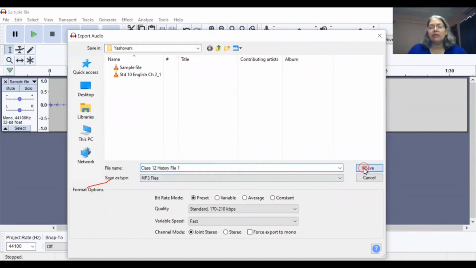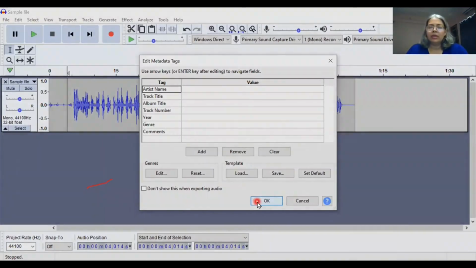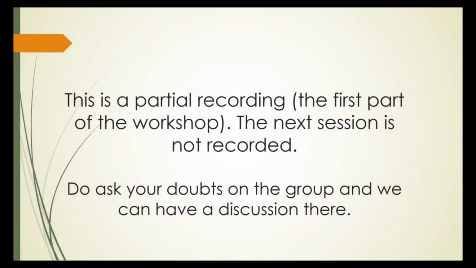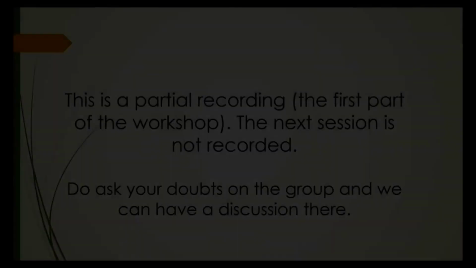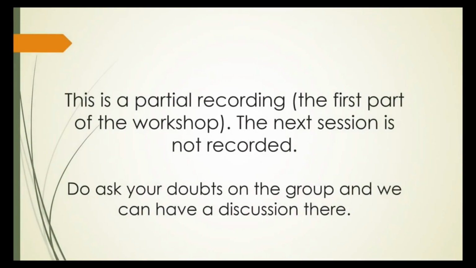So I say save here, not earlier. Earlier I said export. Now the artist name you can add the reader's name, and this is the partial recording, but I'm just going to complete this. By exporting, you will save the file. By saving the file, you will save the project. So you do not want to save the file, you want to export the file.